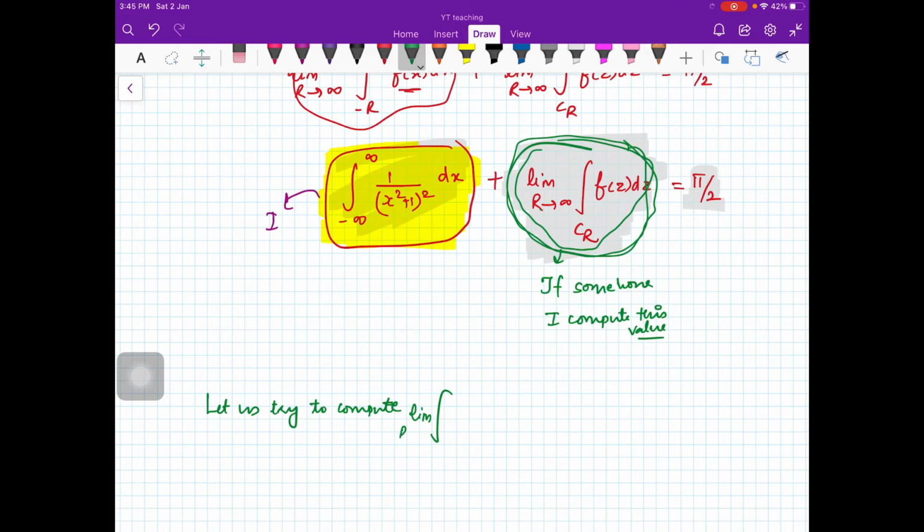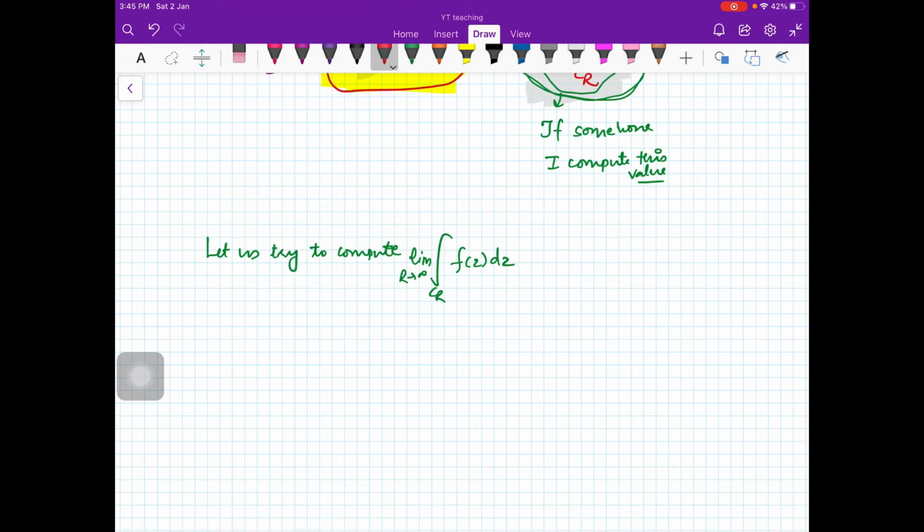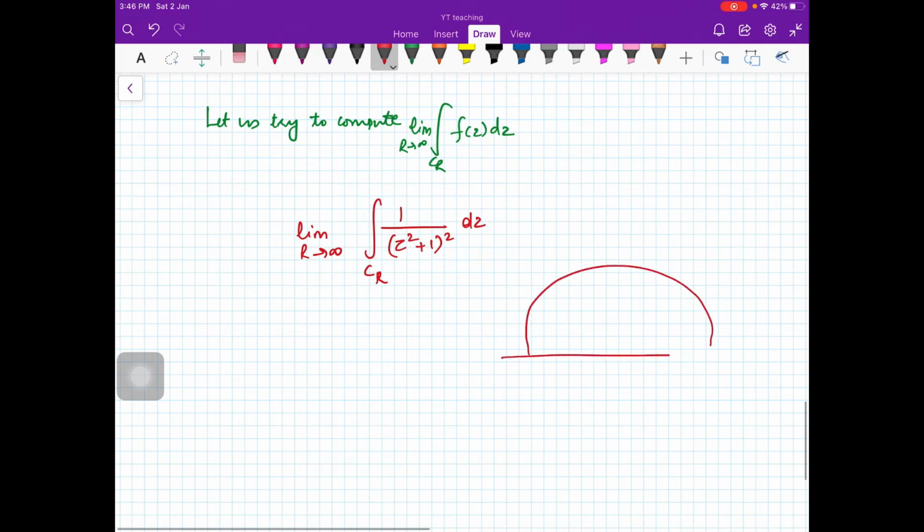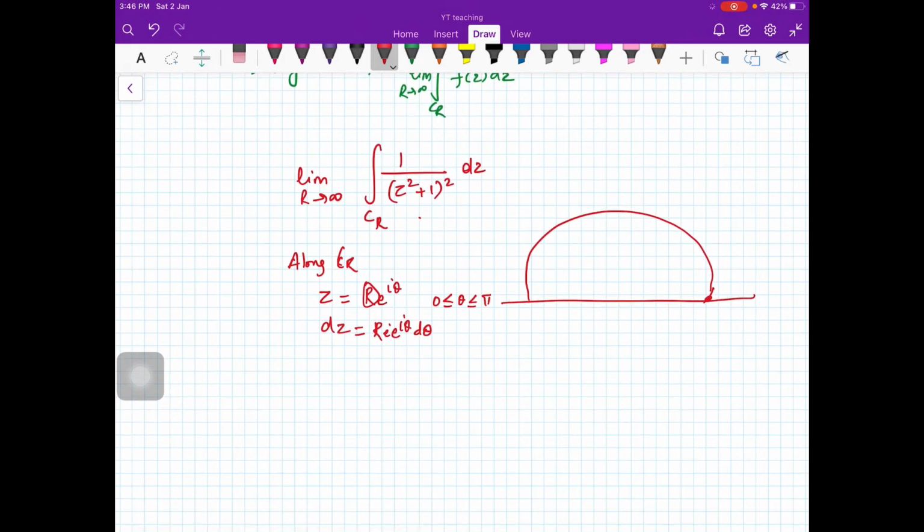So let us try to compute this limit R going to infinity of the integral along CR of f(z) dz. This is 1 upon (z squared plus 1) whole squared, dz, along CR, limit R going to infinity. Now what is your CR? CR is this portion from here to here. This is your x-axis. So you can parameterize along CR: z is R e raised to power iota theta, where theta varies from 0 to pi. And dz will be R iota e raised to power iota theta d theta. This is because R is constant and greater than 1. This is how we have chosen it.